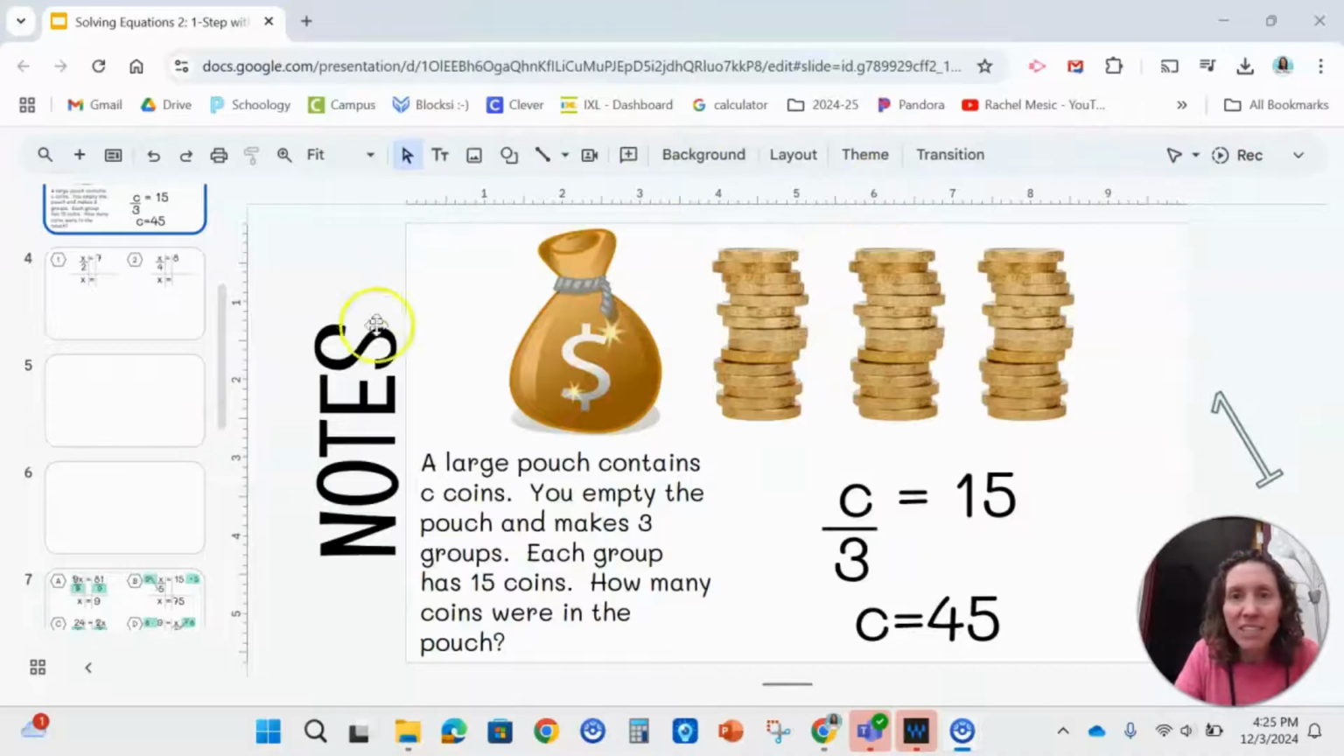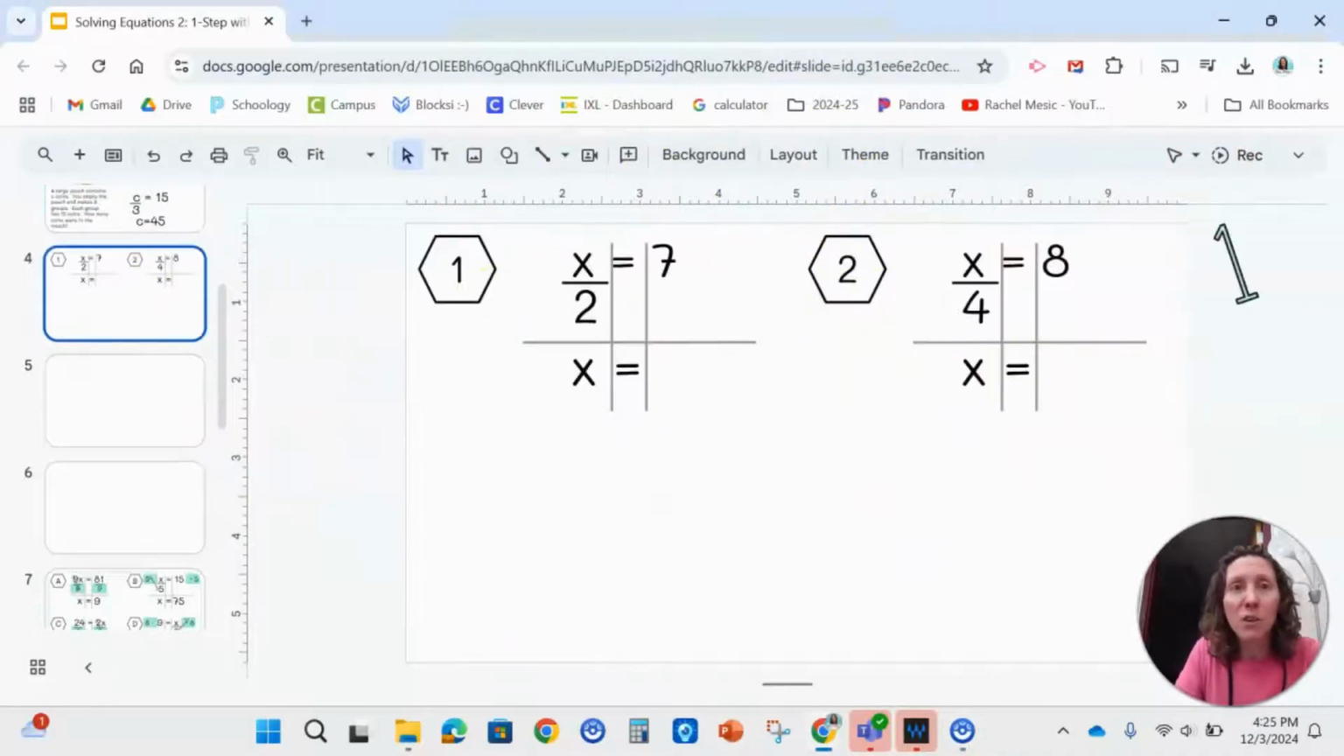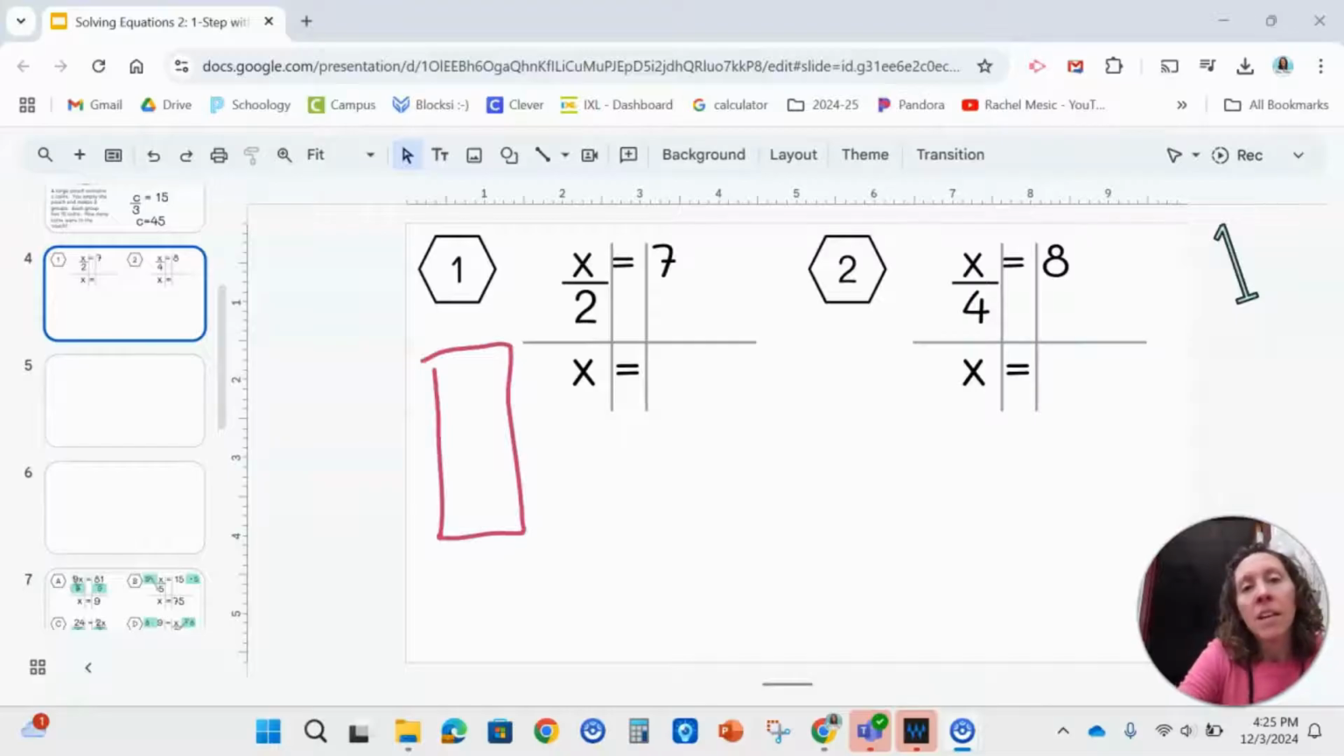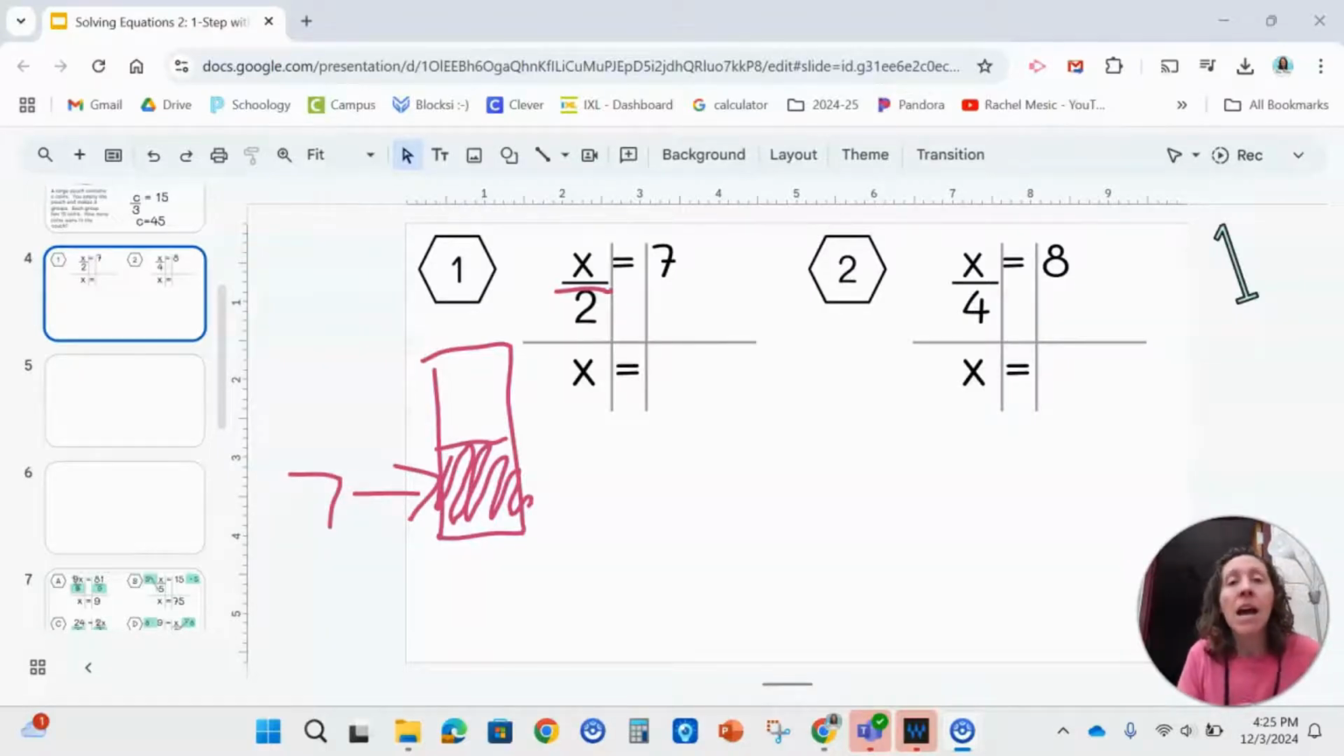All right, here's a few more examples. All right, so let's say x in this case is a box of markers. And I'm going to cut that box in half. Okay, so because it's out of 2 parts, we have a half a box. And in that half a box of markers, there are 7 markers. How many would be in the whole entire box? Well, we have 2 halves, so there's also 7 in this half.